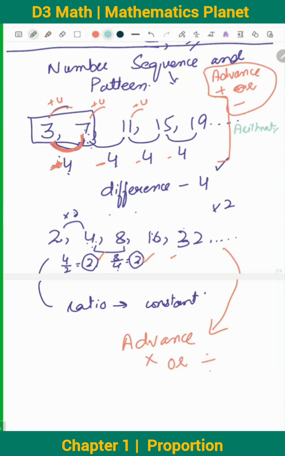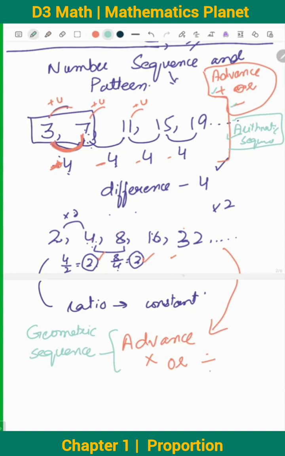Arithmetic means the sequence which encounters addition and subtraction. And the other sequence is called geometric sequence, which is the advanced form of multiplication and division. The sequence which follows addition and subtraction is a list of numbers in which the terms have a constant difference, or a constant number to add to find a new number. That sequence is called arithmetic sequence. This is also called advanced addition or subtraction.